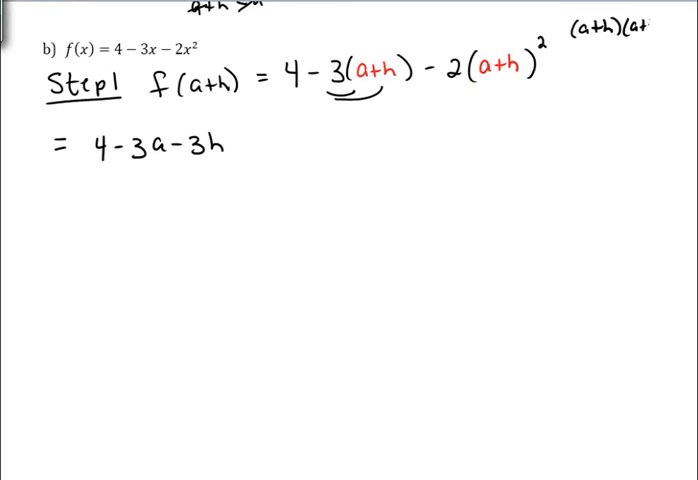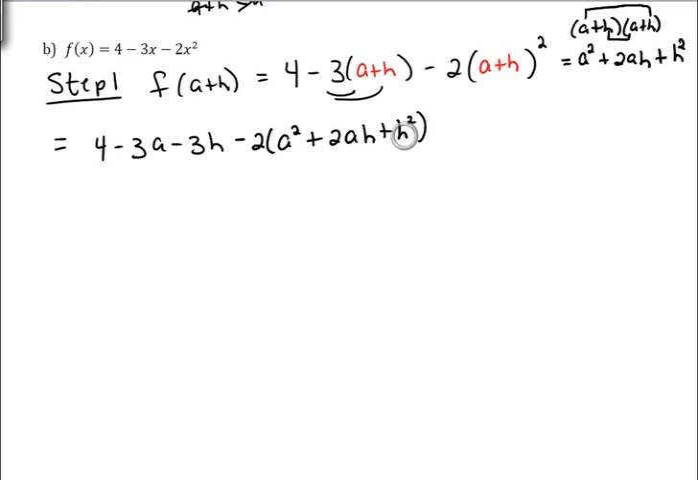times a plus h. This step is really important. So a times a is a squared. Then from here we get an a times h, and here we get another a times h, that's plus 2ah, and then plus h times h is h squared. So we have minus 2 times a squared plus 2ah plus h squared.